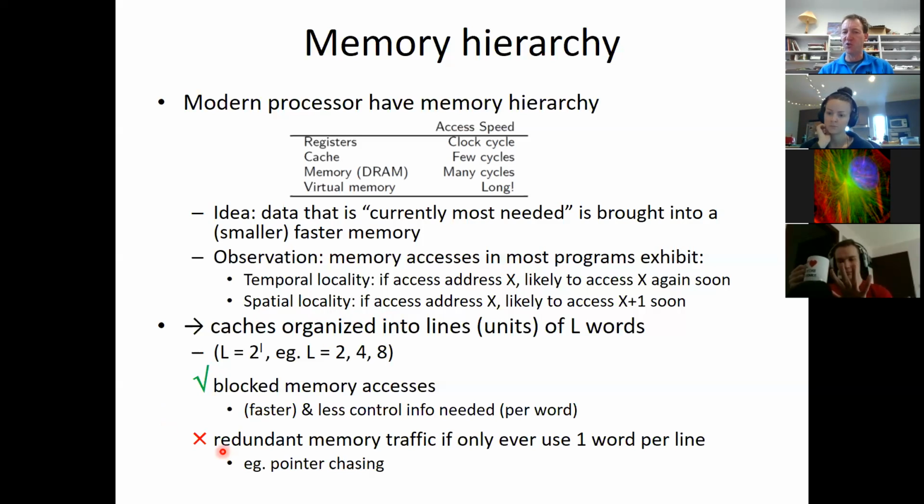The disadvantage of this is that there is redundant memory traffic if you only ever use one word per line. For example, if you have a pointer list that just hops through the memory, and you do pointer chasing, going through the list chasing the pointers, this means you will access random locations in your memory which are not spatially related. Therefore you get a lot of memory traffic, because you will not only load the single word which you need, but a whole block of words.